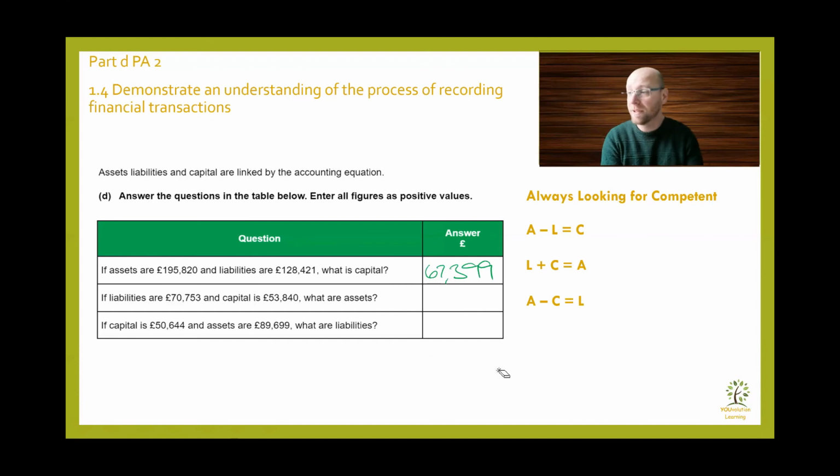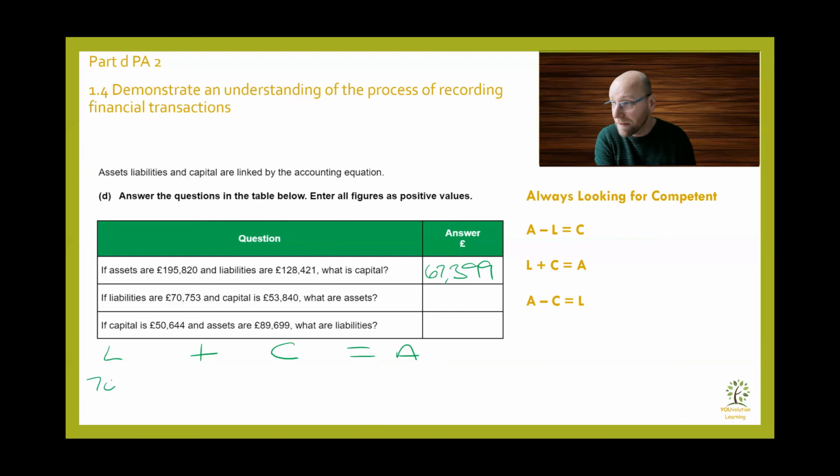Okay, so the next one says, if liabilities are 70,753 and capital is 53,840, what are the assets? So now we've got liabilities plus capital equals assets. And remember, assets should be the biggest figure when we've completed this calculation. I've just written out the calculation there: liabilities plus capital equals assets, and then underneath I write out the figures.